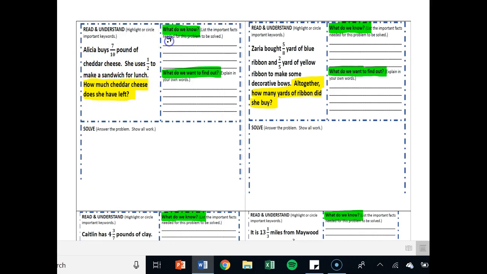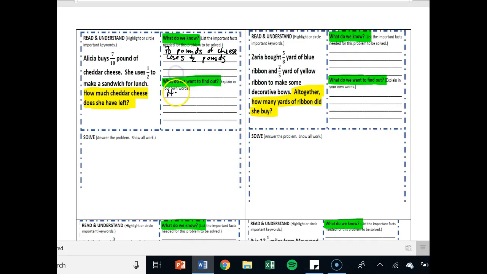So we know she's got 7/10 pounds of cheese, and we know she uses 1/2 pound. So that's all the information we know. We want to write it all down. Don't come up to the teacher with your partner unless you have written all of it down. And we want to find out how much cheese she has left.